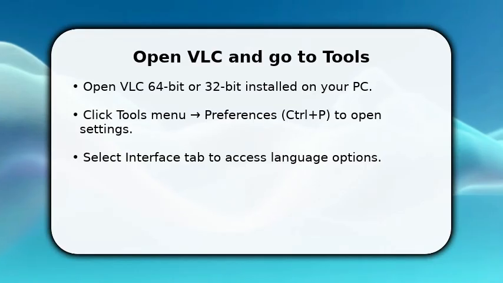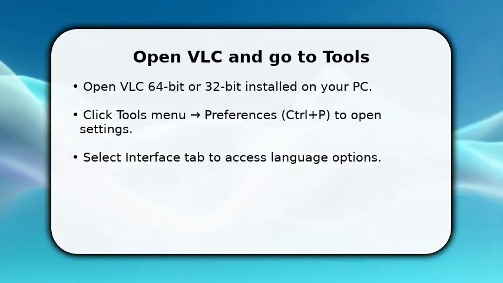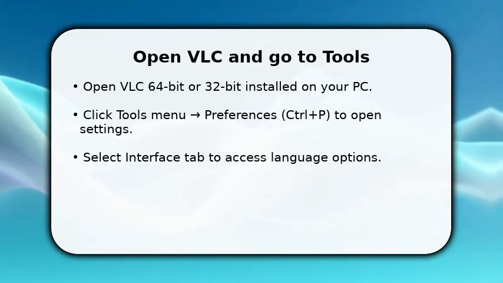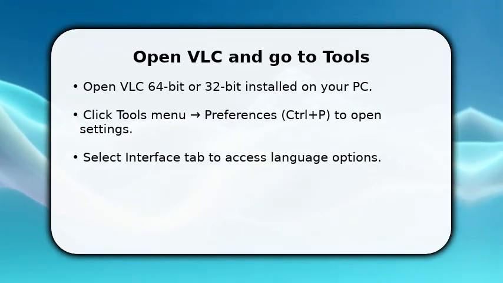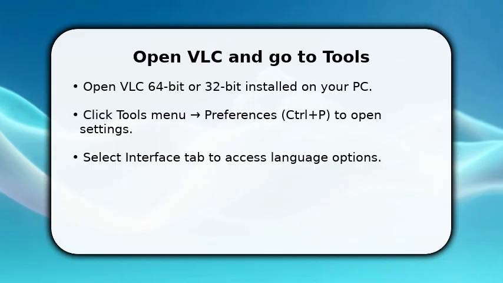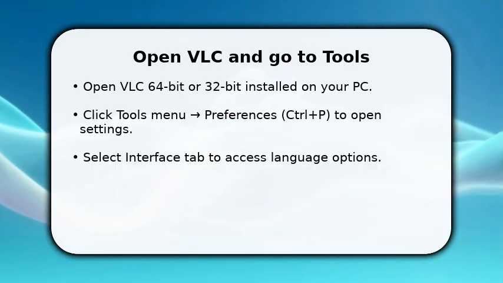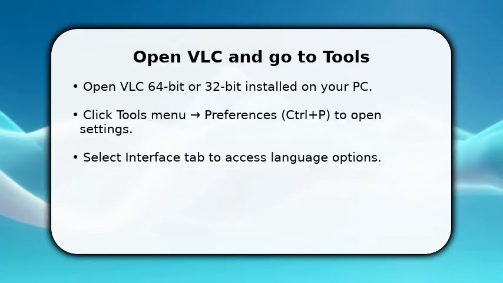You've launched VLC and you're ready to change the interface language. First, open the Tools menu and choose Preferences or press Ctrl+P to jump straight into Settings. You do this because language controls live under the Interface group. They aren't in Playback or Advanced sections.